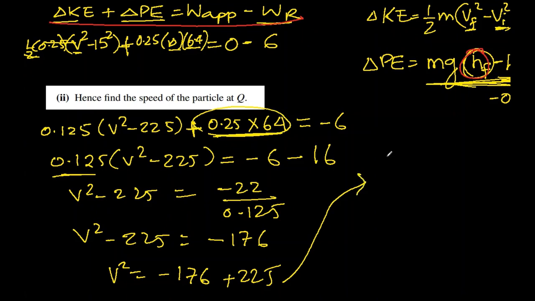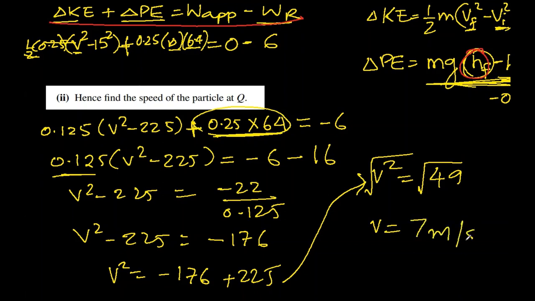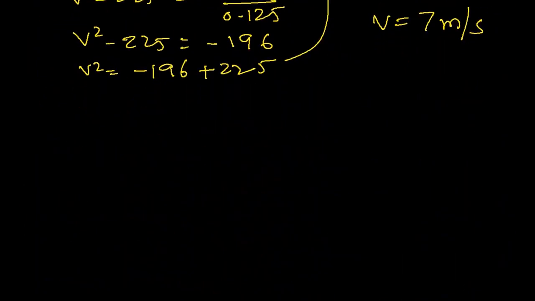Let's do the rest of it here. V square equal to 49. Then we square root both sides. V comes out to be 7 meters per second, because negative cannot be possible because it's going in the same direction, positive direction. We will just use this. Let's move on to the next one.